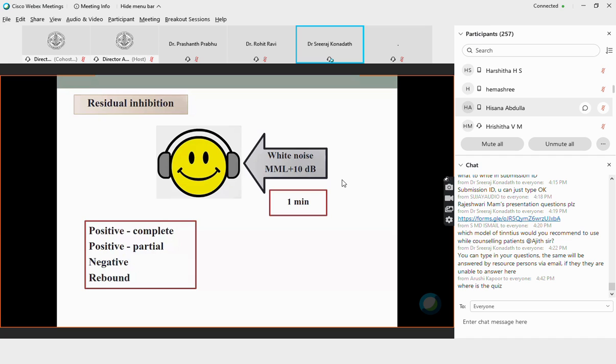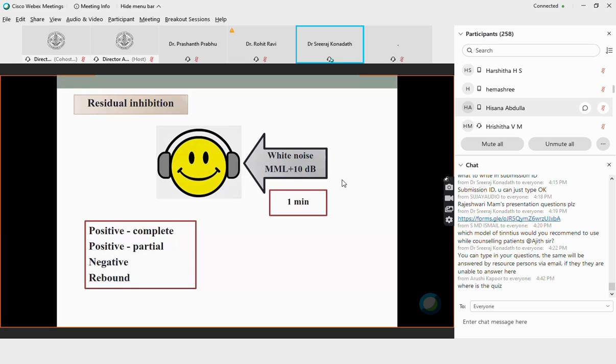For example, if you're using TRT, you need not really bother about residual inhibition. But if you're going for masking methods, residual inhibition is going to be very useful, because this will tell you whether the ear is sensitive to a given noise, that is, noise that can mask tinnitus.